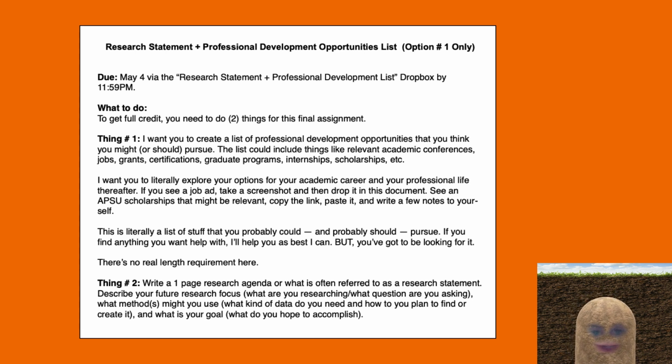To do that well, you need to tell me a few things. Explain what it is that you're going to be researching. In other words, what kind of work are you going to do, or what do you want to do? Tell me what question or questions you need to ask, or what problems you need to solve. What method or methods might you use to generate your data or to find data? And then what is your goal? What do you hope to accomplish? That's it. For this assignment, you need to create a list and write a 1-page research project description. Submit all of that to me as a single document, and you're done.